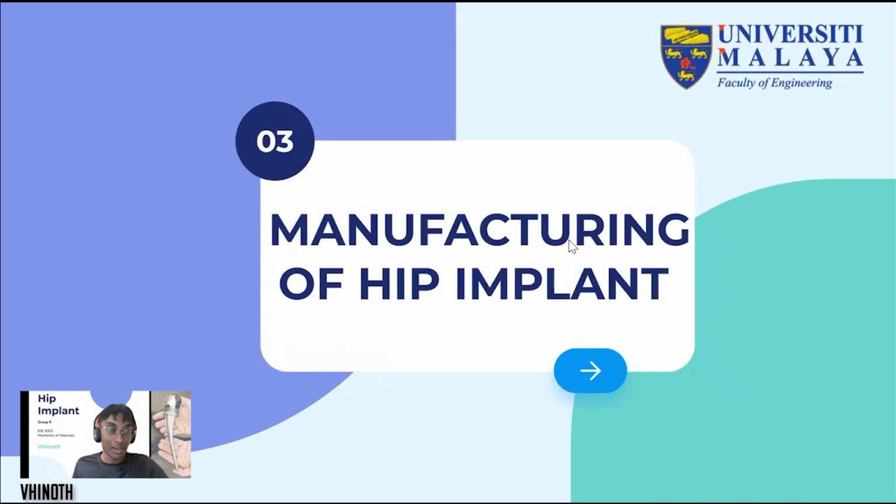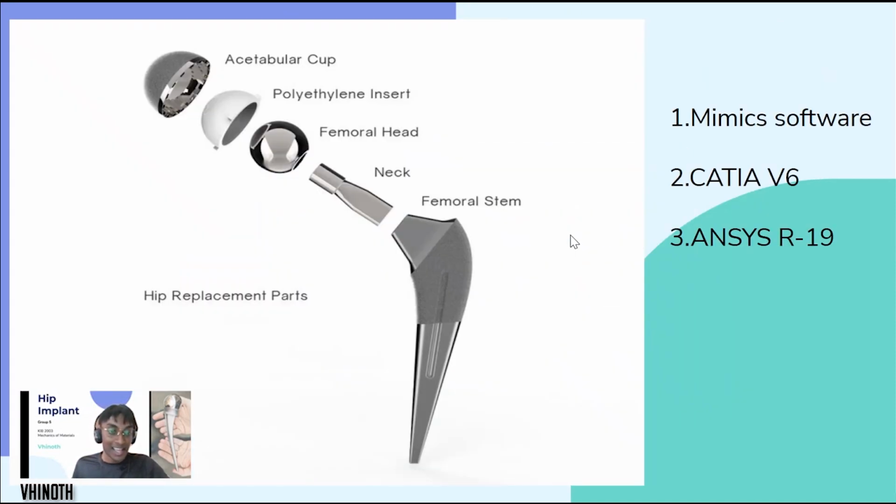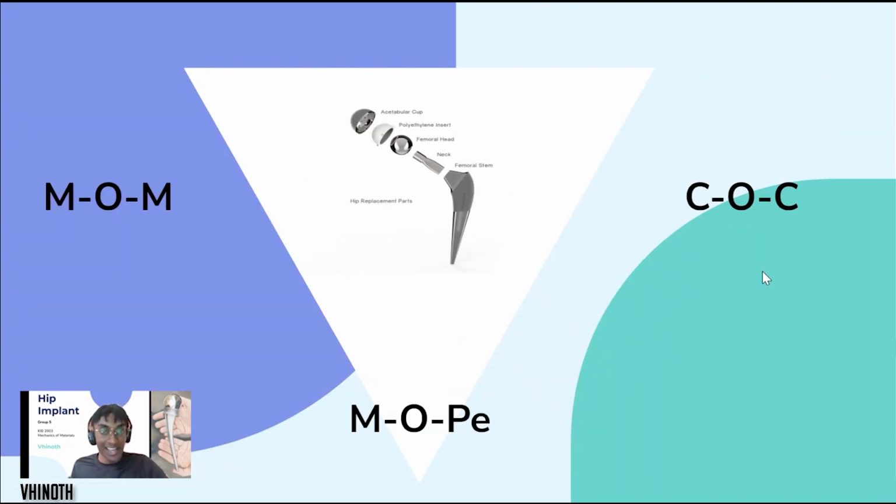What we can narrow down from this is the usage of different techniques to build the hip implant, which are CATIA V6, MIMICS software and ANSYS R19. CATIA V6 is usually used in building the human femur, while ANSYS R19 is basically used for static structural analysis.